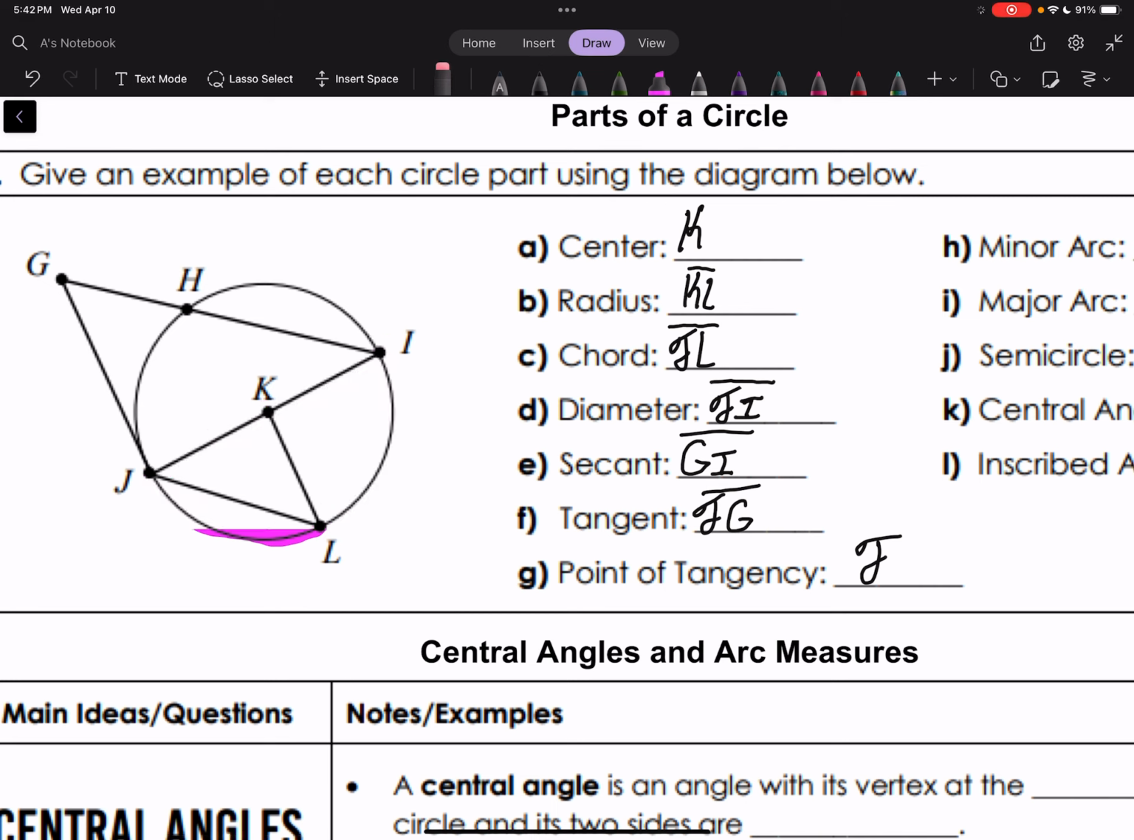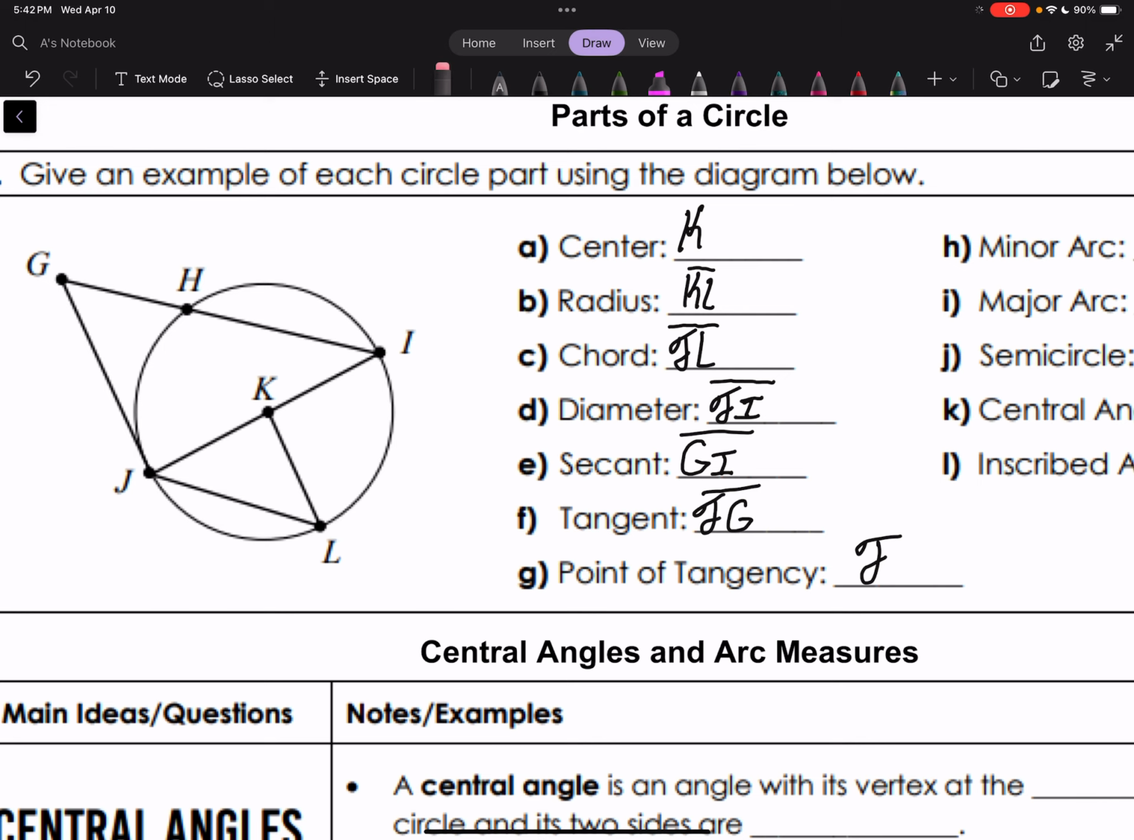Now the question I want you to think about, why didn't I put JLI or JHI? Honestly, you could put either one you want, because it can go in either direction, it is going to be the exact same measurement. So I am just going to put JI.